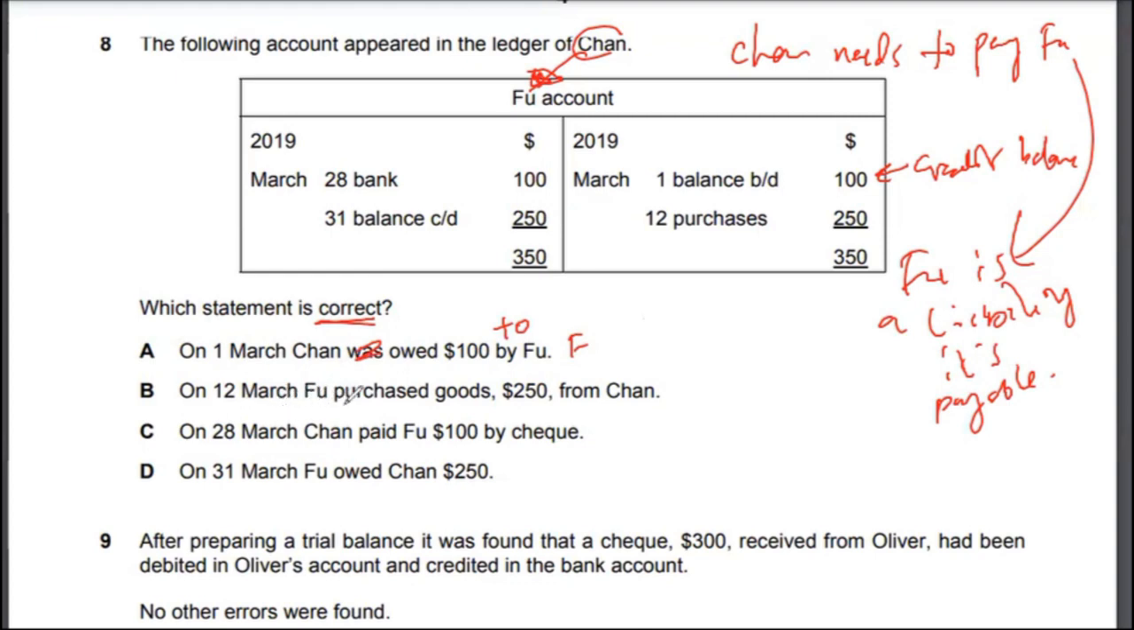Option B, on 12th March, Fu purchased goods $250 from Chan. No, actually Chan purchased goods. So again, this is also false. Option C, on 28th March, Chan paid Fu $100 by check. So did he? Yes, that is actually correct. So the correct answer to multiple choice 8 would be option C.